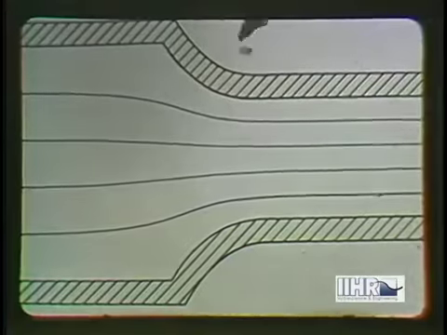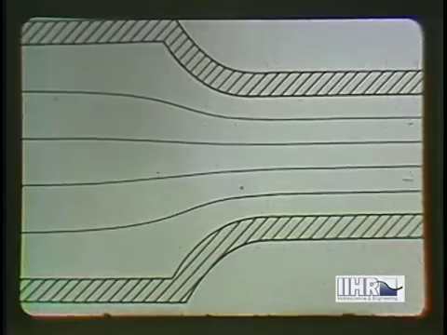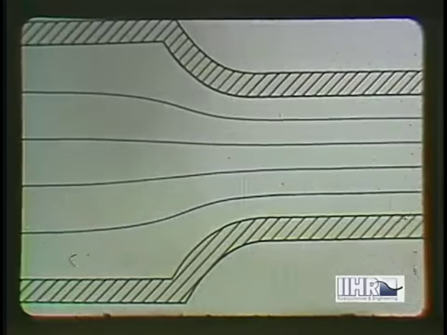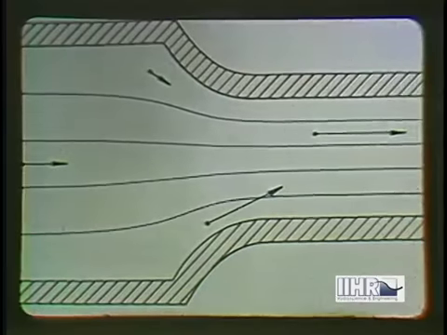A two-dimensional flow pattern with streamlines enclosing the same incremental rates of flow hence shows at a glance not only the direction, but also the relative magnitude of the velocity at all points.